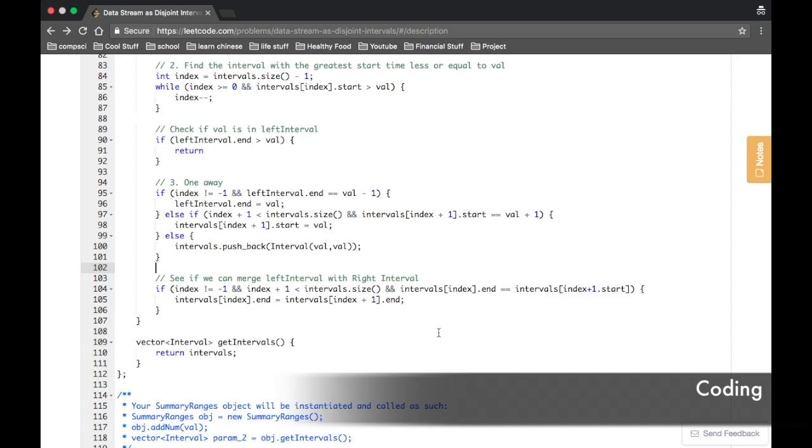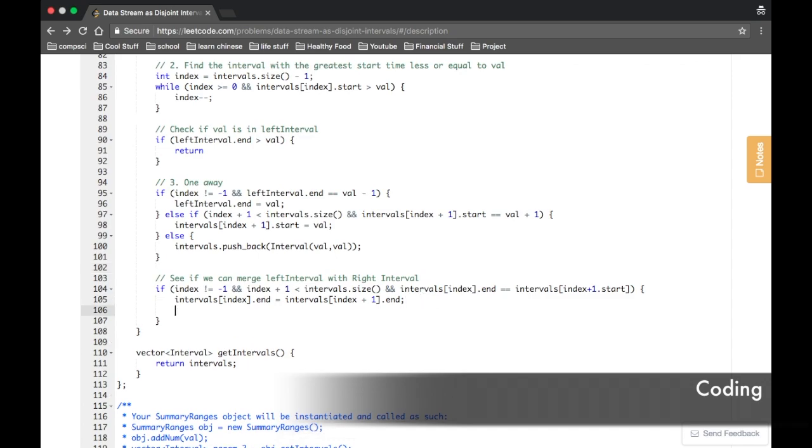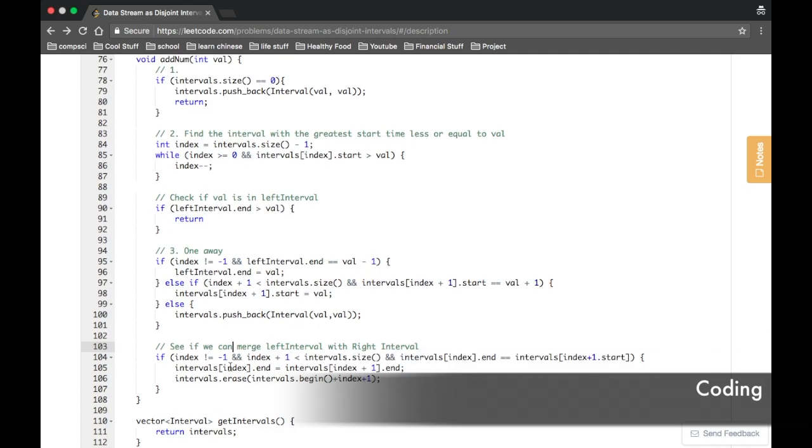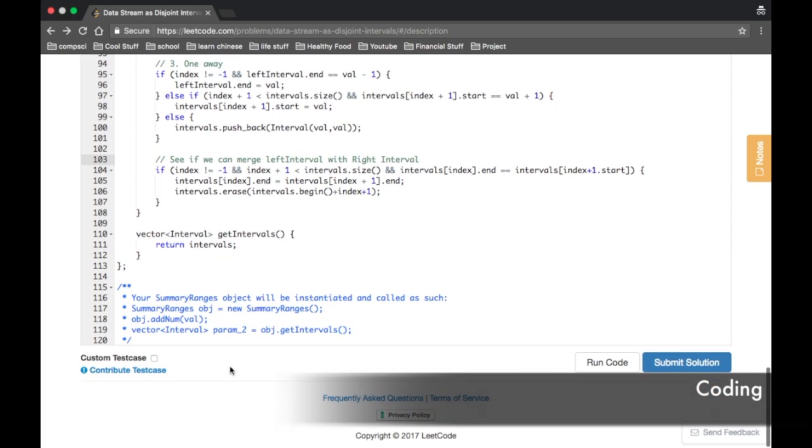After that, we have to erase the interval. So intervals.erase, and this is C++ syntax, so intervals.begin plus index plus 1. And all this does is basically erase the element at index plus 1, which is right interval. And that should be the code. Let's try running this and hopefully it works.